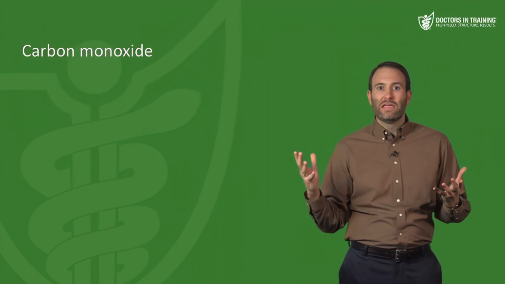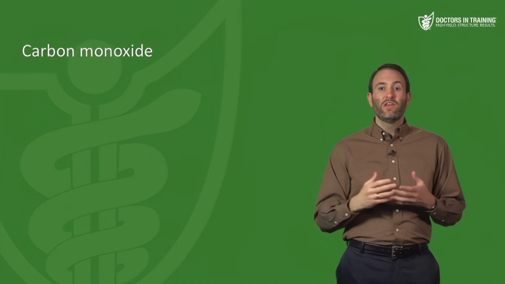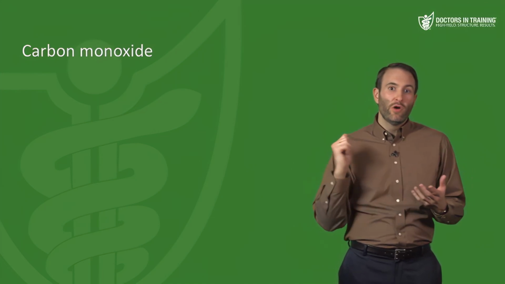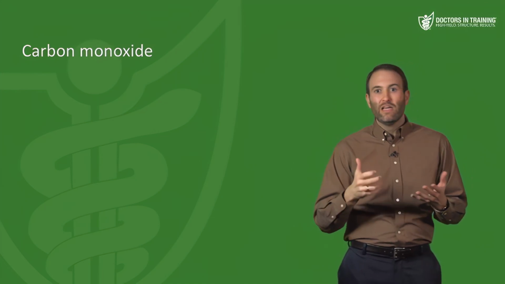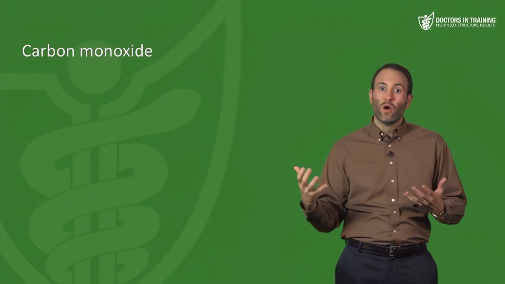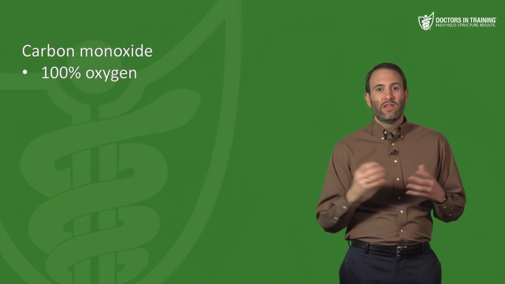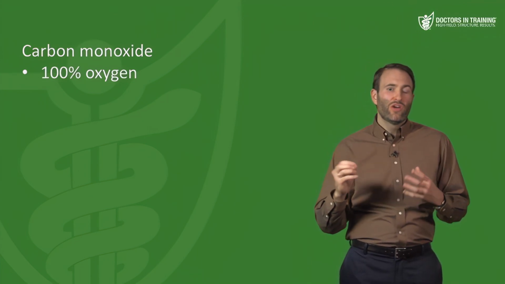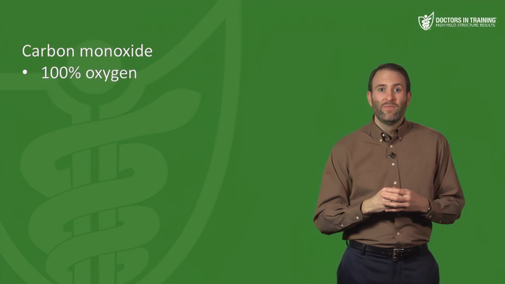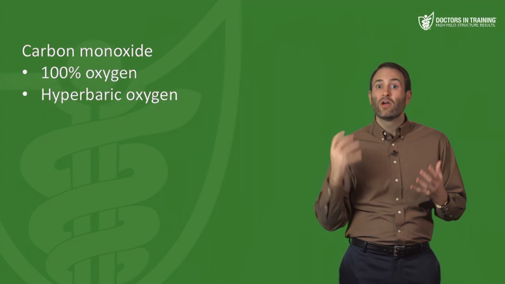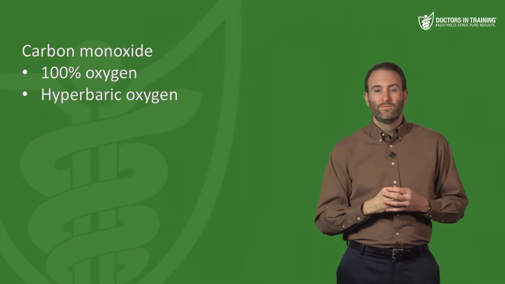How did this homeless man get carbon monoxide poisoning? Well, we often think of house fires or car exhaust, but don't forget about kerosene lamps, heaters, or even stoves. So maybe he was trying to keep warm by sitting next to a kerosene heater. Now, how do we treat this? Well, the answer is 100% oxygen to try to displace that carbon monoxide, and then you can even use hyperbaric oxygen if it's available.